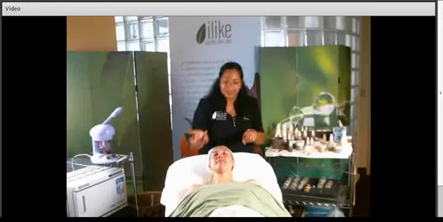Just in case it sticks to the skin, there's no pulling. There we go. I'll remove that with a warm towel. Now the product will be still nice and moist a little bit, so it'll be much easier to remove. Yep, feels good.